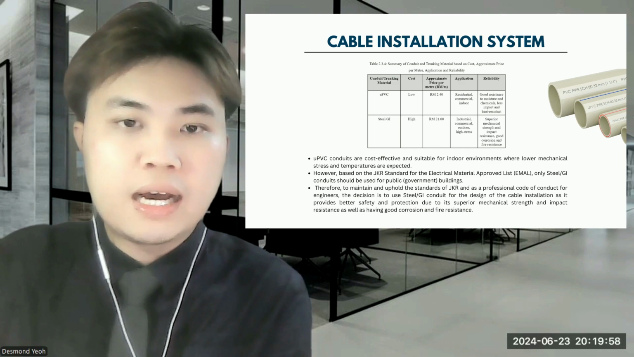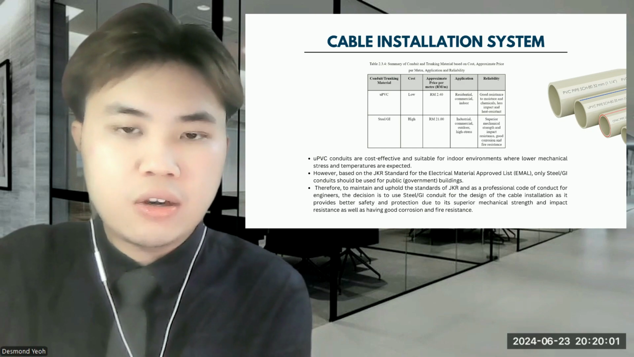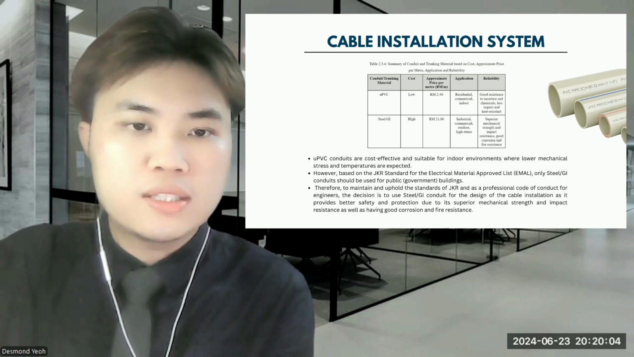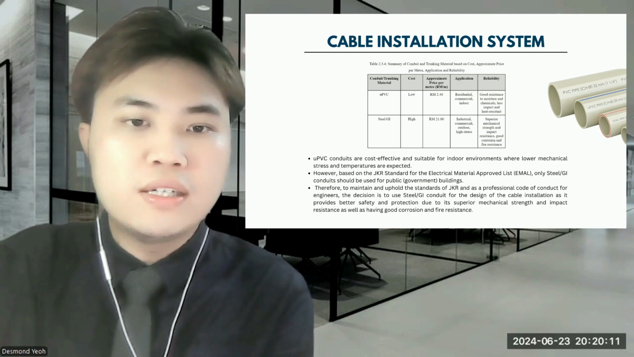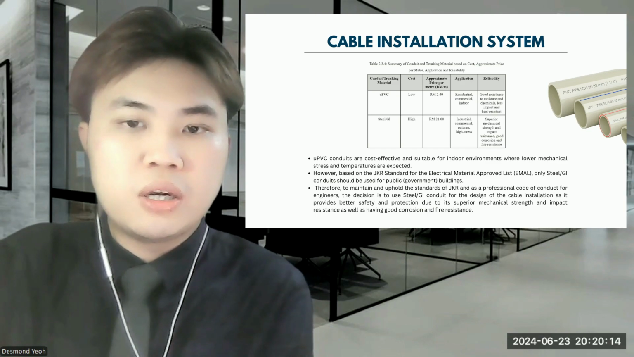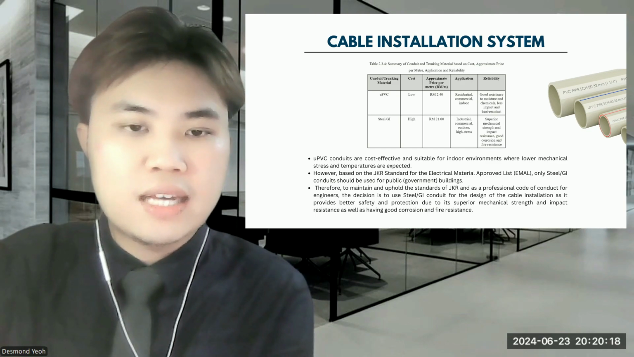When it comes to choosing the right conduit and trunking system to be used for our cable installation system, there are two options that come to mind: UPVC and GI conduits. UPVC conduits are more cost-effective and are suitable for indoor environments where lower mechanical stress and temperatures are expected. However, based on the JKR standard for the electrical material approved list (EMA), only steel or galvanized iron GI conduits should be used for public government buildings.